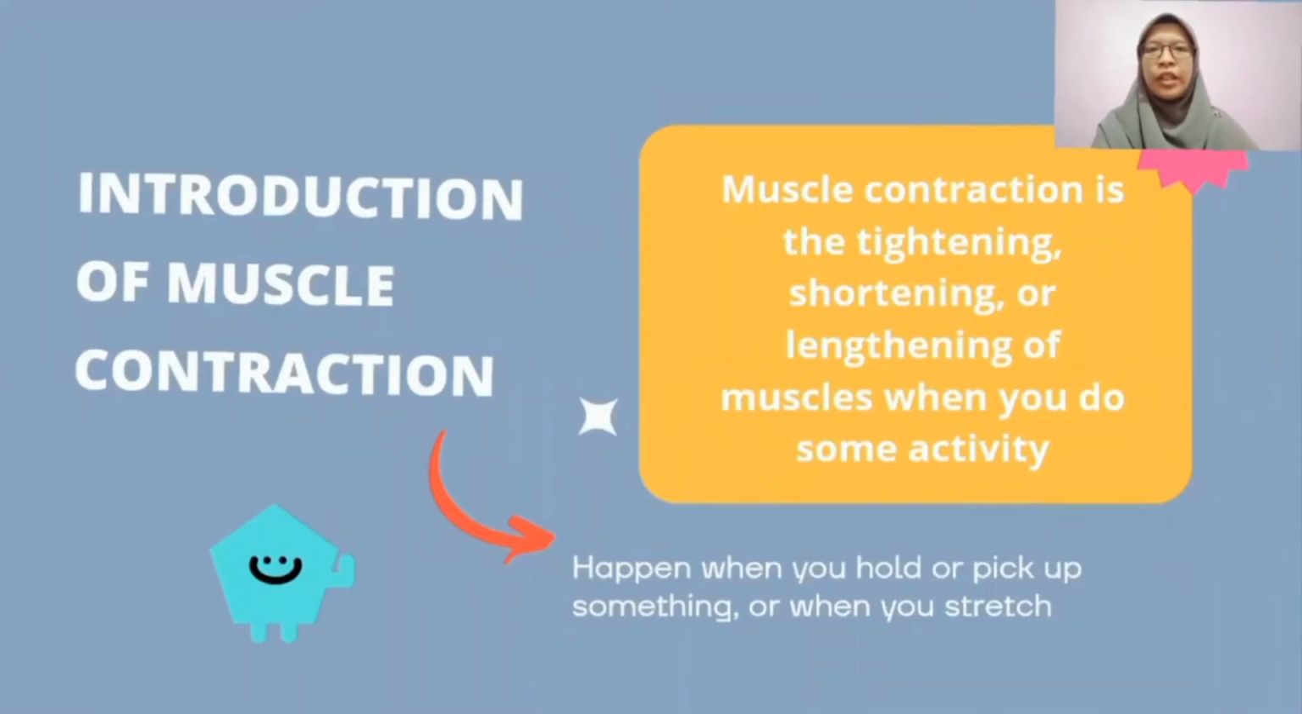So here we have the introduction of muscle contraction. As we know, muscle is a part of our body that helps to move blood throughout our body. But today, we want to go into more detail on muscle contraction. Muscle contraction is the tightening, shortening, or lengthening of muscle when we do some activity. For example, when we hold or pick up something, muscle contraction happens in our hand.